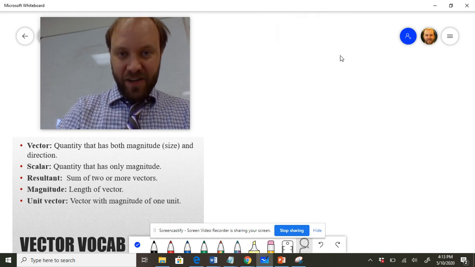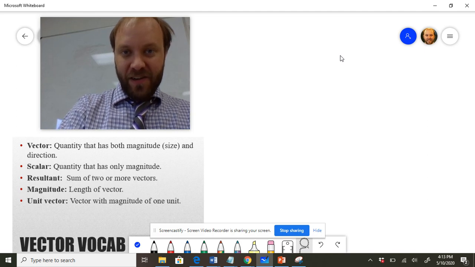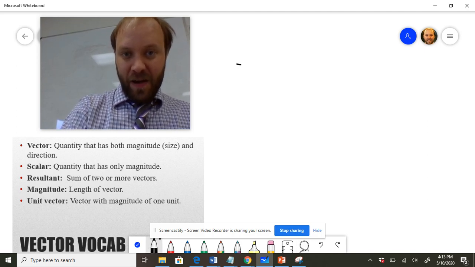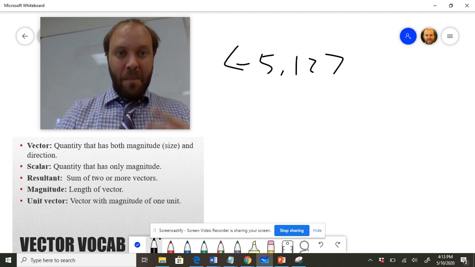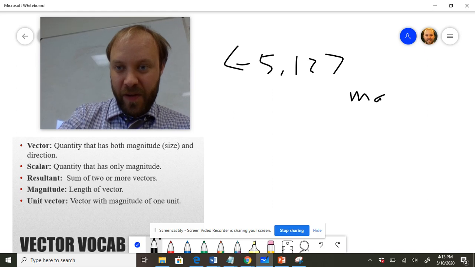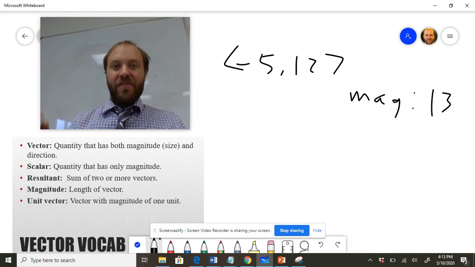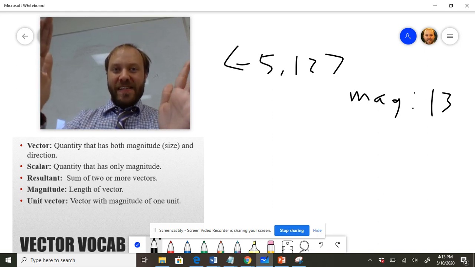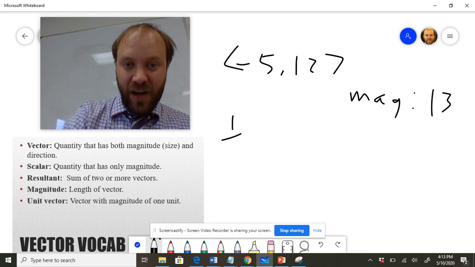There's also something called a unit vector. A unit vector is a vector that has a magnitude of exactly 1. Let's say I had a vector -5, 12. The magnitude of that vector would be 13. It's a little 5, 12, 13 triangle. For the unit vector, I want to dilate this thing down so that instead of 13 units long, it is 1 unit long. So I can actually just take 1/13 of that vector.